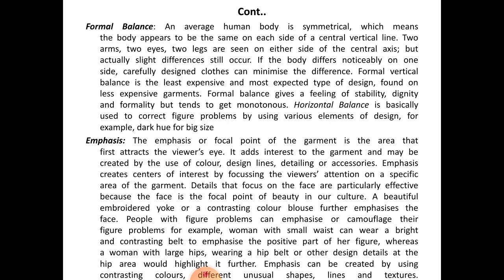So what is formal? An average human body is symmetrical, which means the body appears to be the same on either side of the central vertical line. Two arms, two eyes, two legs are seen on either side of a central axis, but actually slight differences still occur. If the body differs noticeably on one side, carefully designed clothes can minimize the difference.